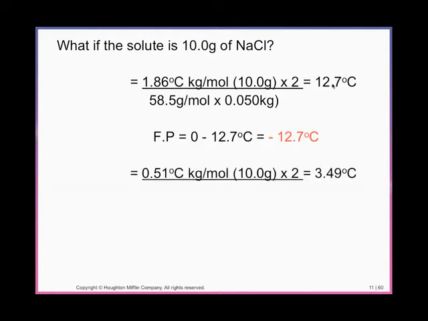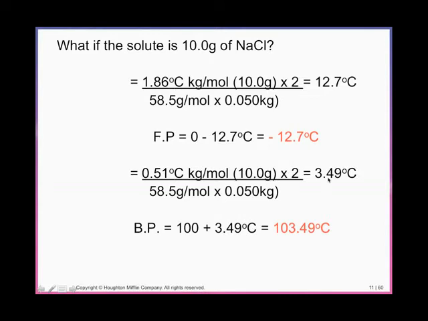What about the boiling point change? I plug my values in. Again, the only difference between the glucose question and this one is that i is 2 and the molar mass is much smaller, and I get a change in the boiling point of about 3.5 degrees. Therefore, the boiling point is 103.49 degrees. So it makes a big difference if you use a compound with i greater than 1, than one that is just 1.